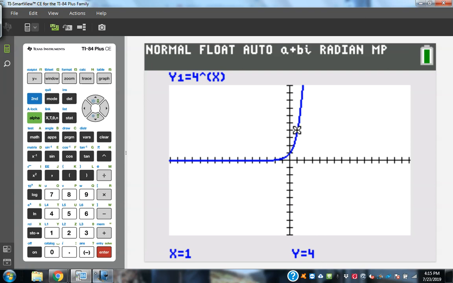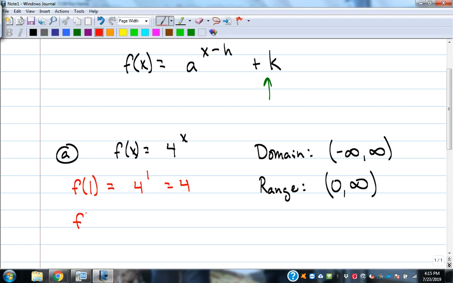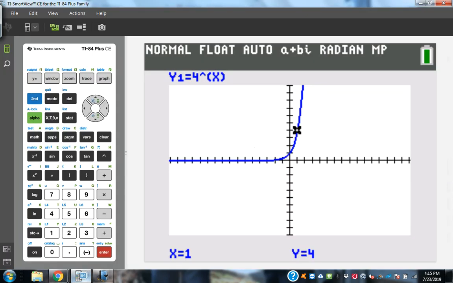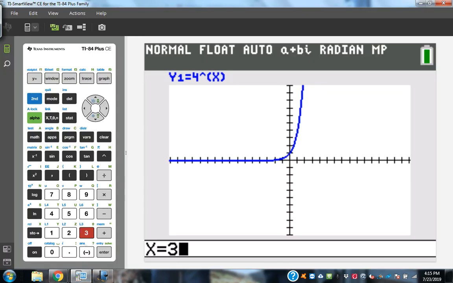So if they ask me to find f of 3, that's really 4 to the third power. I can actually type that in my calculator and work it out. I know what 4 to the third power is. Or I can hit trace and hit a 3.